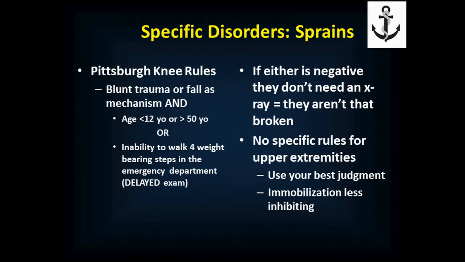Your immobilization is less inhibiting than evacuating them. So if you immobilize them, they may still be able to work depending on what their task is. If they're an officer, they can probably work with their arm in a thumb spica. If they're an AB, probably not. And so you're going to need to make that call, speak to the master, speak to medical control, and decide what they can and can't do and when they do and don't need x-rays.